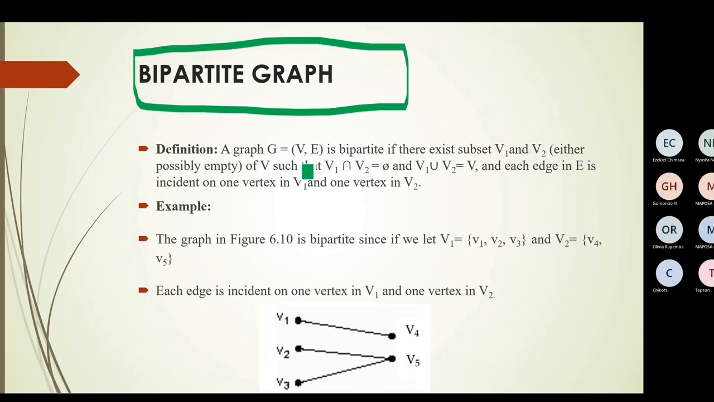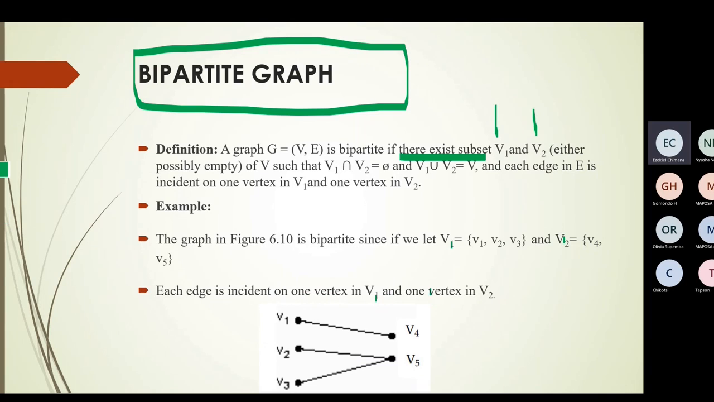So a graph G with V and E is bipartite if there exist subsets V1 and V2 of V such that V1 intersecting V2 is an empty set, and V1 union V2 is equal to the original V, and each edge in E is incident on one vertex in V1 and one vertex in V2. That's what we call a bipartite graph. And then we have this example. I will explain this definition on this example. The graph in Fig 6.10 is bipartite, since if we let V1 and V2 be this and this, each edge is incident on one vertex.